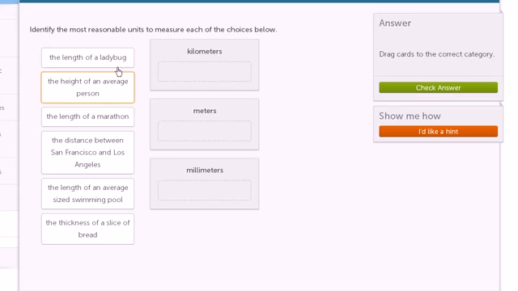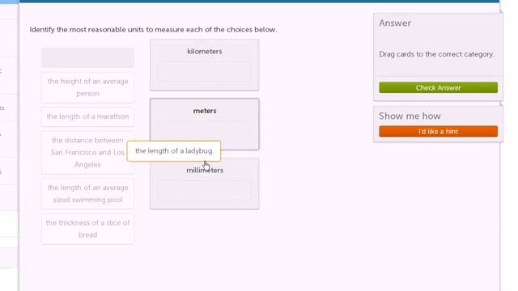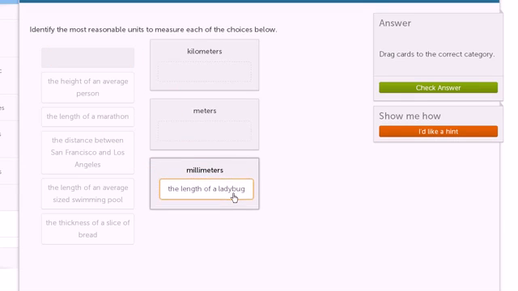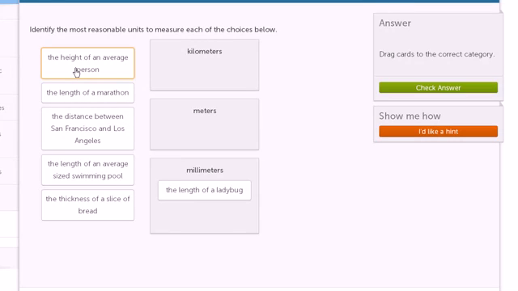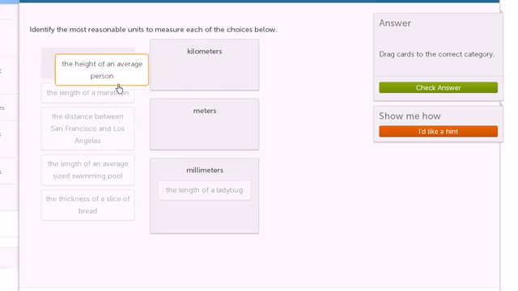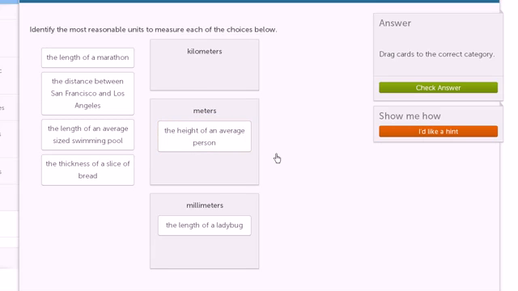The length of a ladybug. Well, unless it's some kind of monster ladybug, we're probably thinking in millimeters. The height of an average person. So an average person is multiple meters. It's going to be at least 1 meter tall, and more likely closer to 2 meters, especially your average adult male, would be right around 2 meters tall. So I would go with meters.